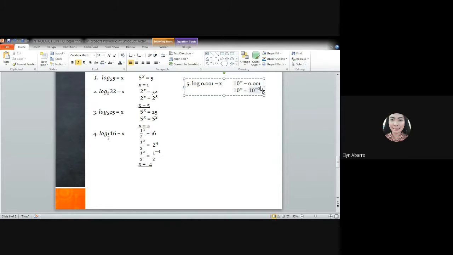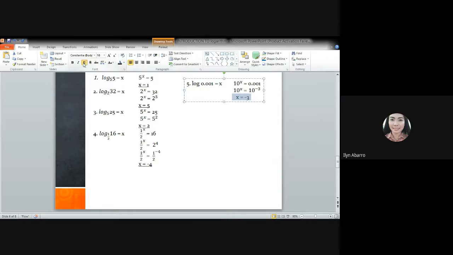Okay? So, yan yung 0.001. Okay? And then, since the bases are equal, we can now equate the exponent. So, our answer is negative 3. Okay, pasensya na, busy ako sa keyboard. So, our answer is negative 3.